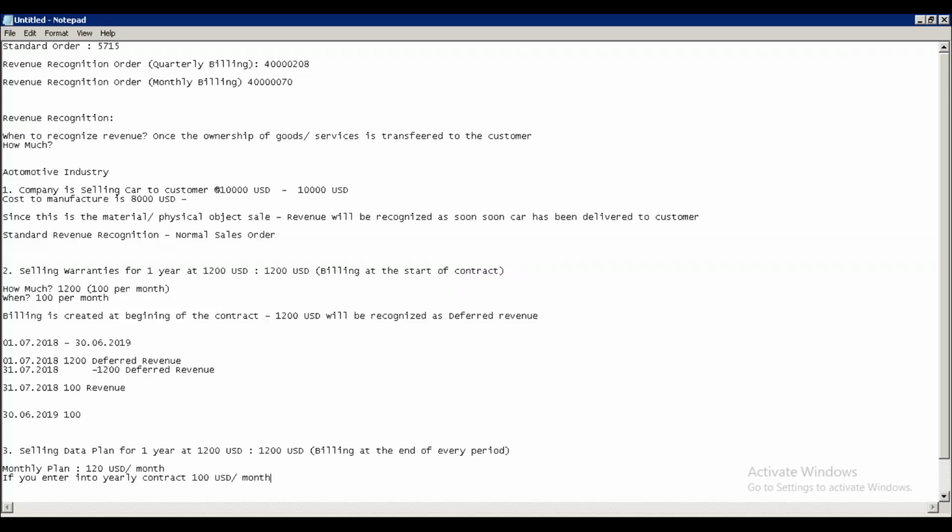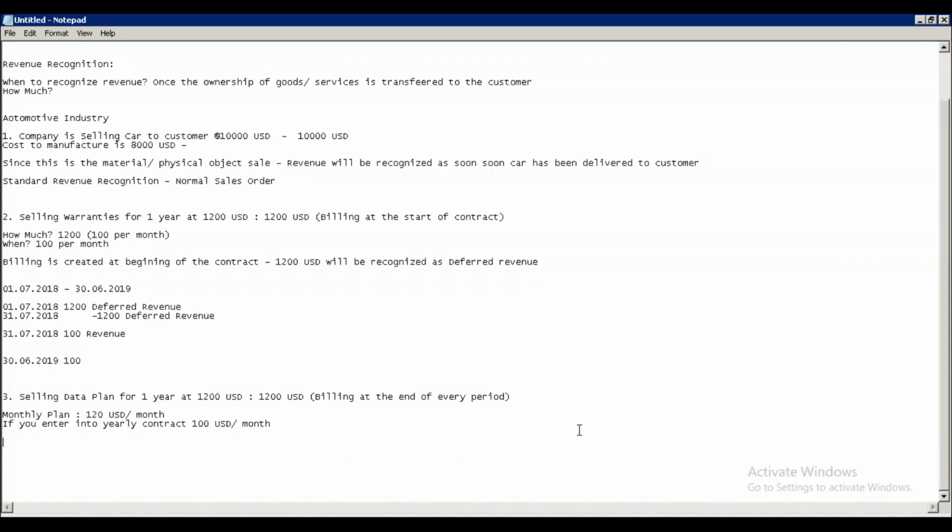So let's say they are asking you for some deposit of 500 USD, and then you are going with this 100 USD plan. So the bill is happening every month. So what do you think? What will happen in this case? So 1200 USD will not be recognized as deferred revenue, and an invoice of USD 100 will be recognized every month as revenue on billing.